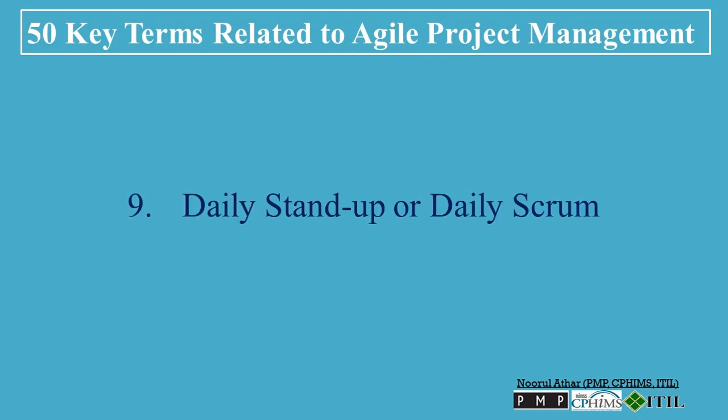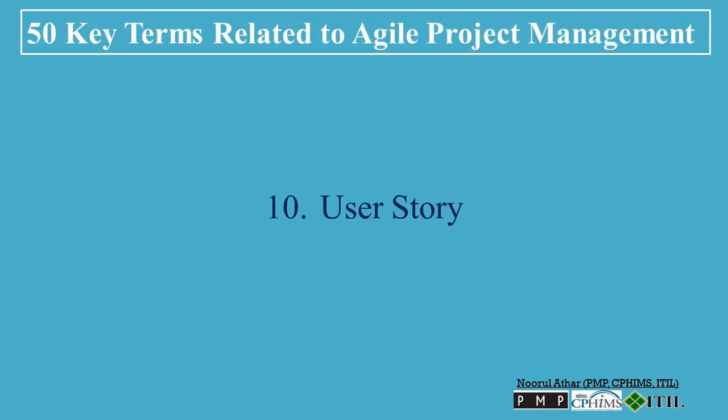9. Daily stand-up or daily scrum, a short meeting, typically 15 minutes, for the development team to synchronize activities and plan for the next 24 hours. 10. User story, a concise description of a feature from the perspective of an end user. 11. Epic, a large user story that can be broken down into multiple smaller user stories.